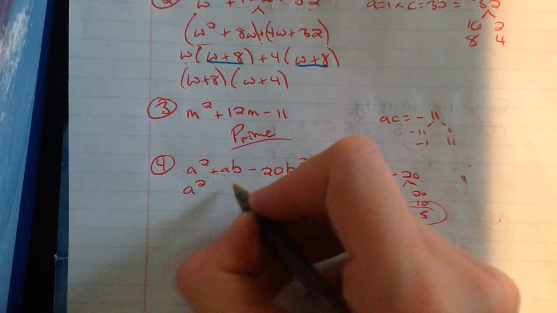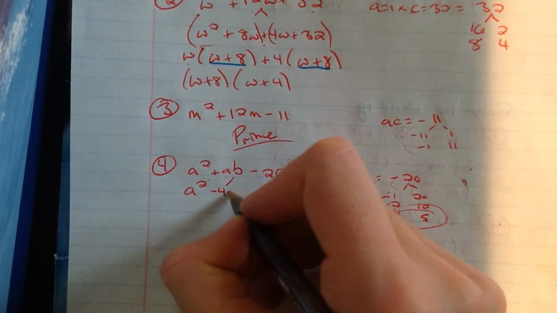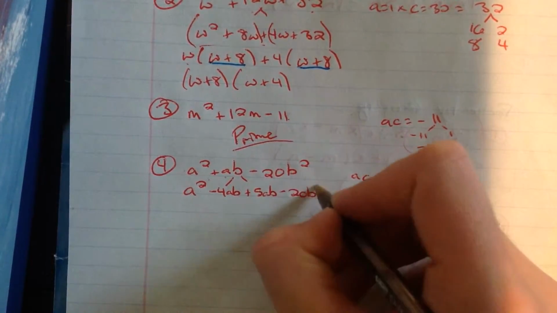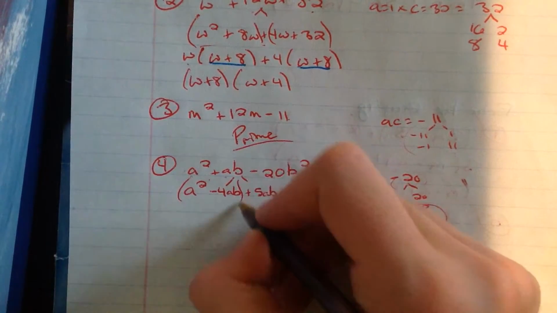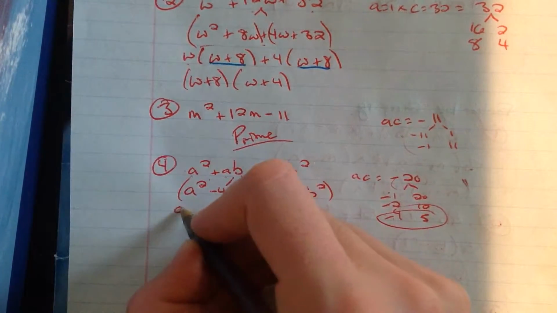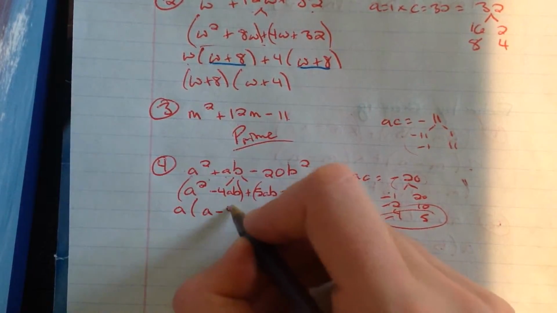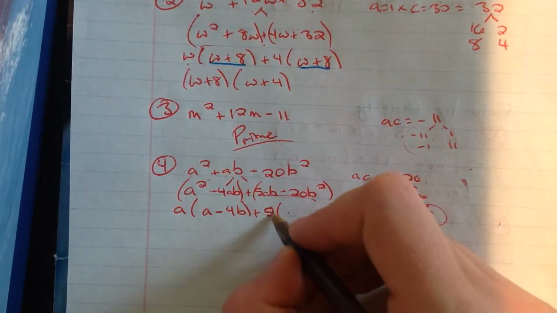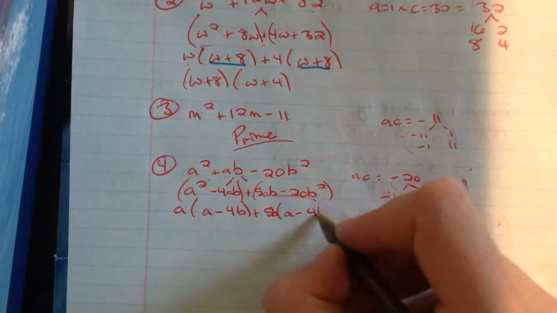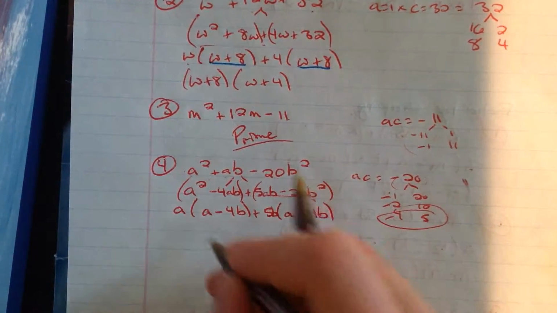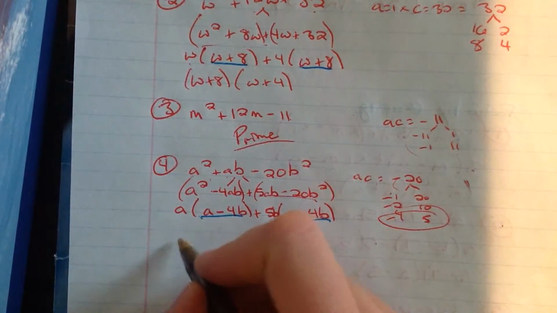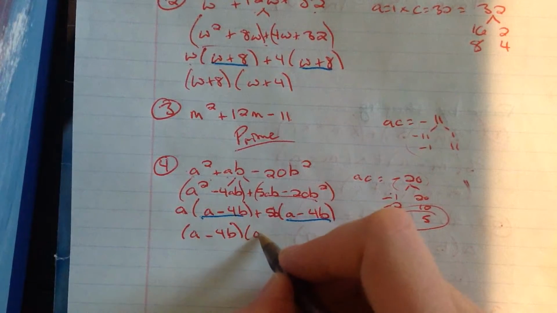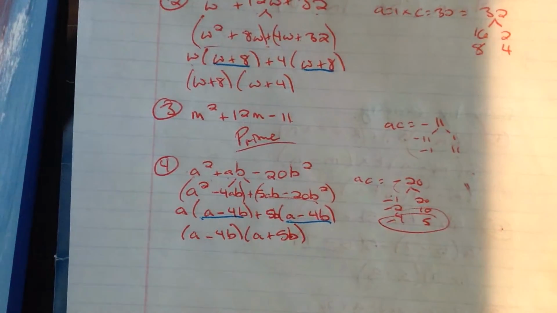So a squared stays the same, minus 4ab plus 5ab minus 20b squared. 4 terms, group in pairs of 2. This one shares an a in common, so I'm left with a minus 4b. Shares a 5b in common, a minus 4b. Now that they share the a minus 4b in common, that comes out front. What I pulled out is what's left in my second term.